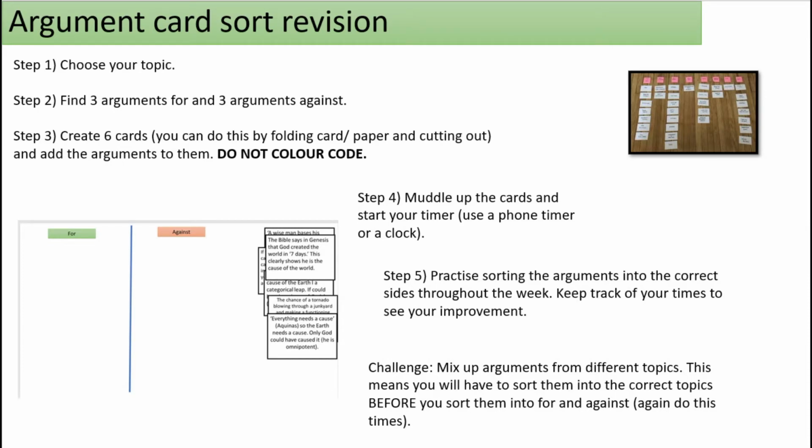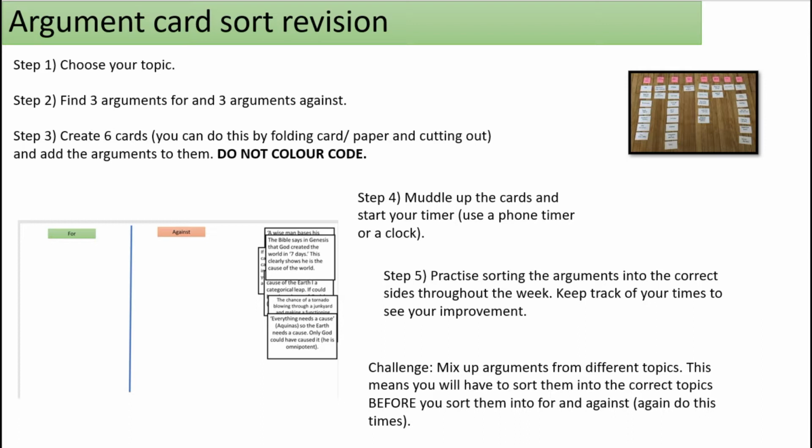In order to make sure that information about a topic has gone into your long-term memory, it's really important to do regular revision. One really great method for doing your revision is an argument card sort revision activity. As it happens, lots of the subjects that we study in EPR can be broken up into arguments for and against.